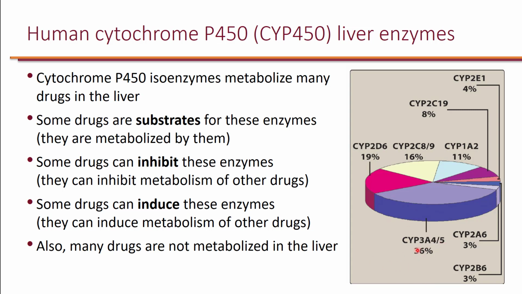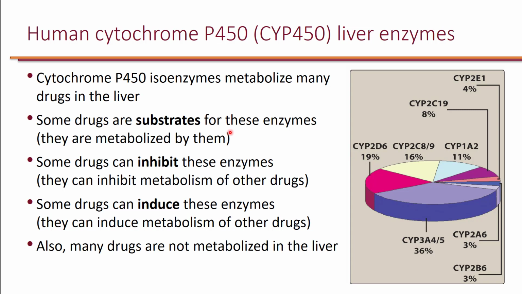Now, you don't really need to know these numbers. I'm just trying to show you which of these isoenzymes are more important to have on your radar. As you learn about drugs throughout your pharmacy education, you keep an eye out for CYP3A4. These 5 common ones are CYP3A4-5, the second one is CYP2D6 and 2C9, 2C19 and 1A2. So these 5 enzymes are clinically important to have on your radar.